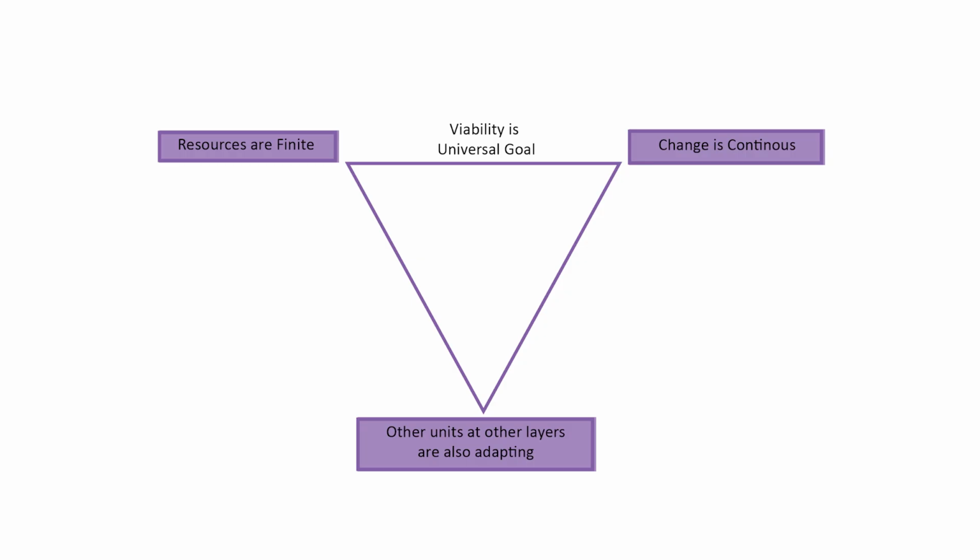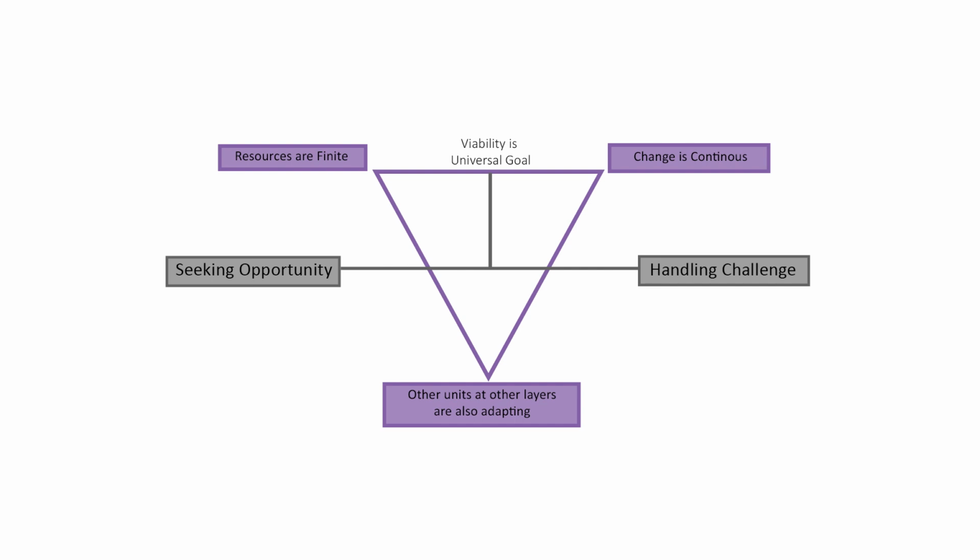There are three factors that universally apply for all adaptive systems at all scales. Finite resources will continue to change, and others are adapting, and especially adapting to the successes as well as to the shortfalls. That produces two kinds of directions for adaptation: seeking opportunity and handling challenge. Now we need to introduce a temporal frame of reference.